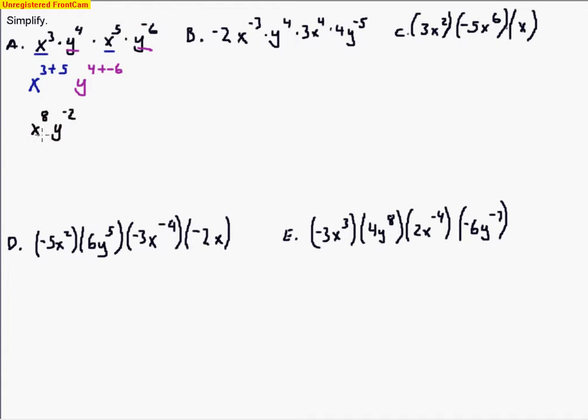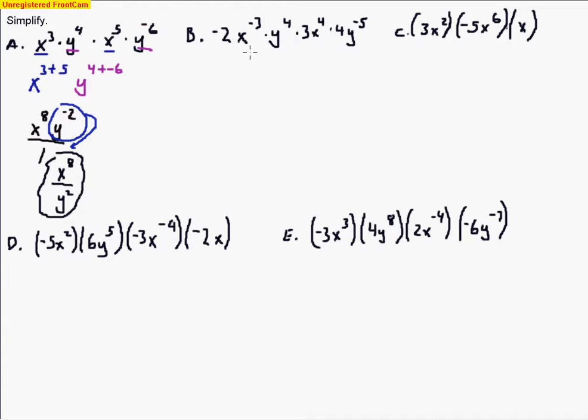We used those properties that we learned today, but we have to use the properties that we learned yesterday at this stage. So treat this as a fraction, and the way we get rid of these negative exponents is we take the reciprocal. We move it to the other spot in the fraction. And so when we do that, we have our answer, x to the 8th over y to the 2nd power. And that is our answer.